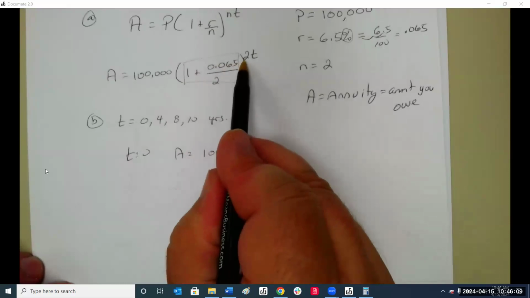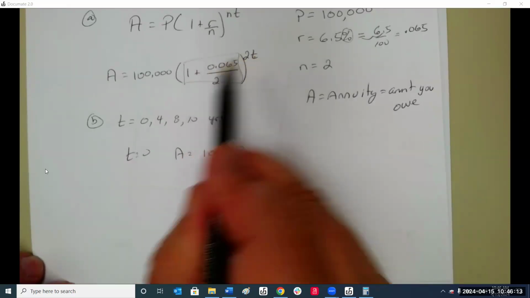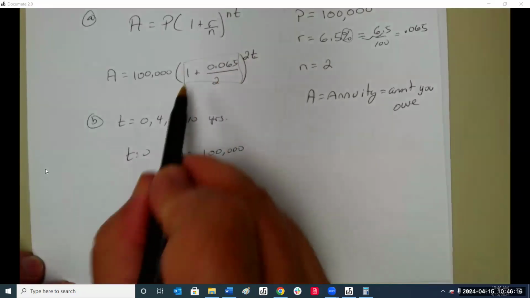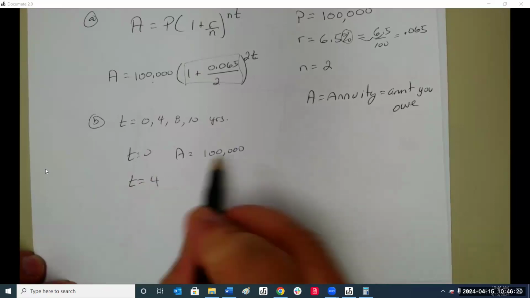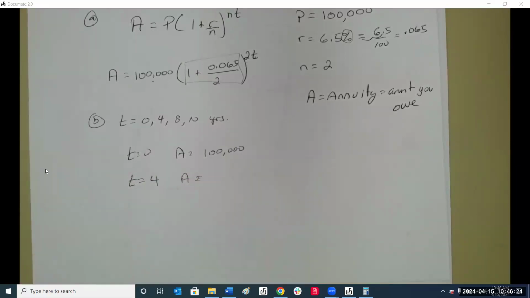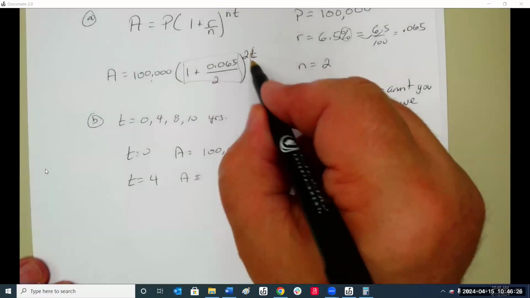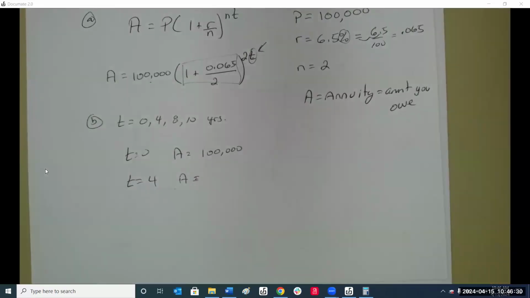So the annuity, when t equals 0, is simply 100,000, because no matter what this is, 2 times 0 is 0, and anything to the 0 is 1. So it's 100,000. Now, when t equals 4, that's when it gets complicated. You would change this to 4. That's the only thing you change here, and you type it in your calculator, and then graph them.